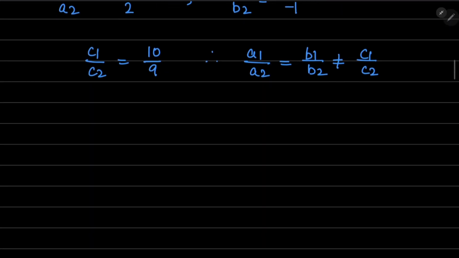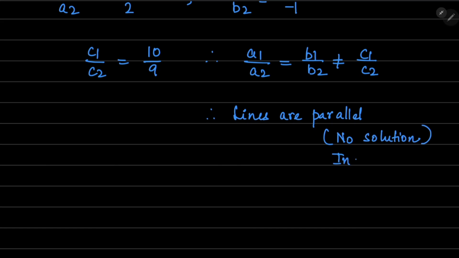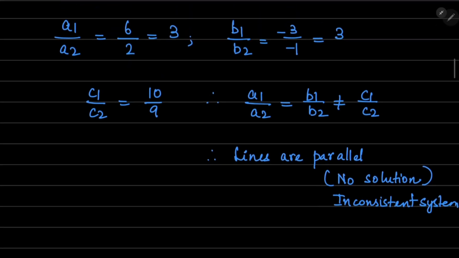So this is a scenario wherein the lines are parallel. You can write, therefore, the lines are parallel to each other. In the bracket you can write they will not have any solution. The system is inconsistent. It does not have any solution at all. Okay, these are the three scenarios.